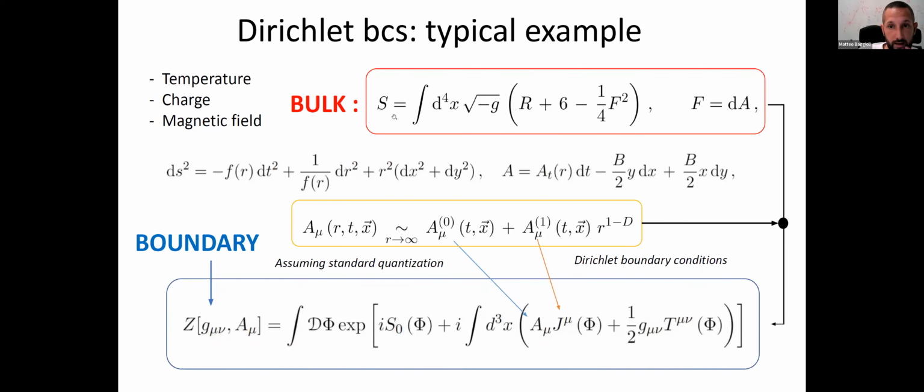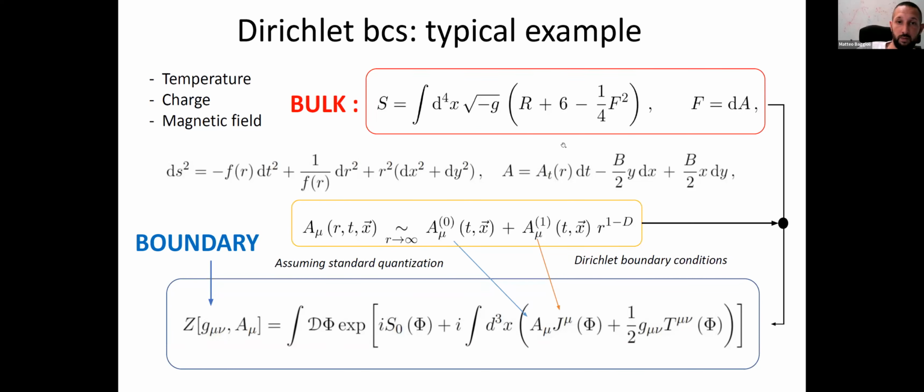Now, given this action, there is a very simple solution, which is basically Reissner-Nordström, a black hole solution in asymptotically AdS4 space. This solution has a certain form, which is not very relevant for this discussion. And then the gauge field as well is given by a certain profile in the bulk, where the time component is related to the charge, and what I call B here is just the magnetic field on the boundary. Now, this is the action.